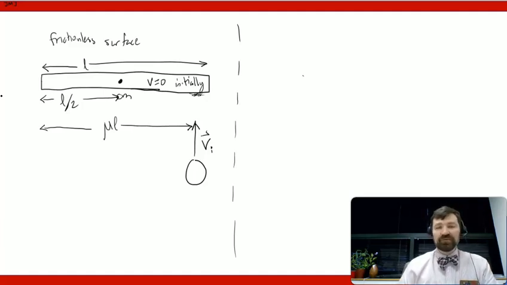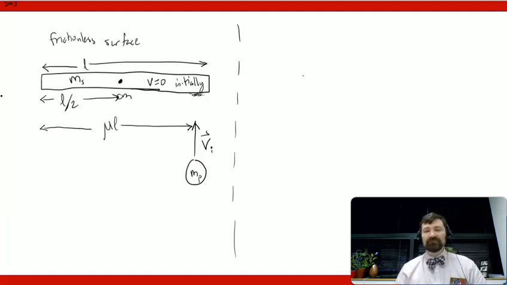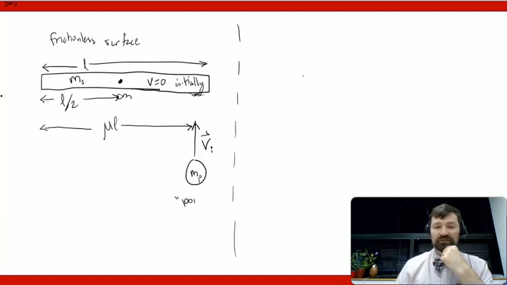The basic parameters are in this diagram. There's a mass for the stick, and a mass for the puck, or the disc, or whatever you want to call it. Other than that, we have an initial velocity, a length, and a center of mass location. We're assuming that the puck is relatively small compared to the stick, so any moment of inertia contributions are negligible and the puck is sort of point-like. So we're making this simplification.